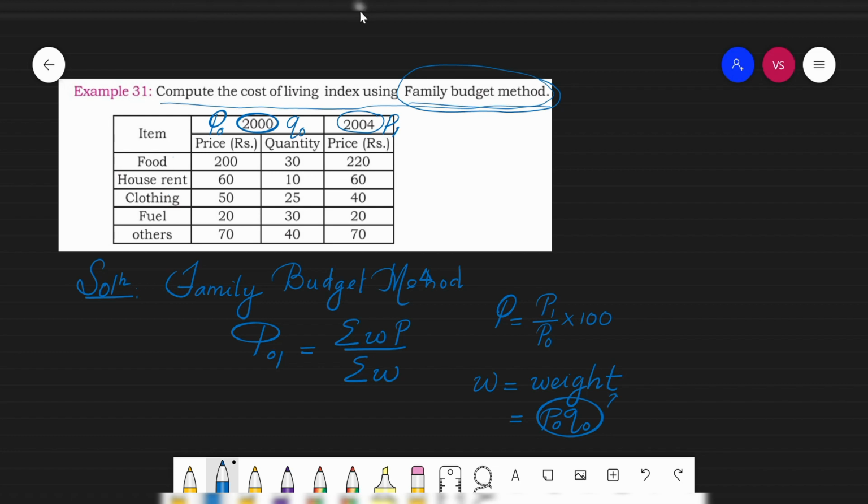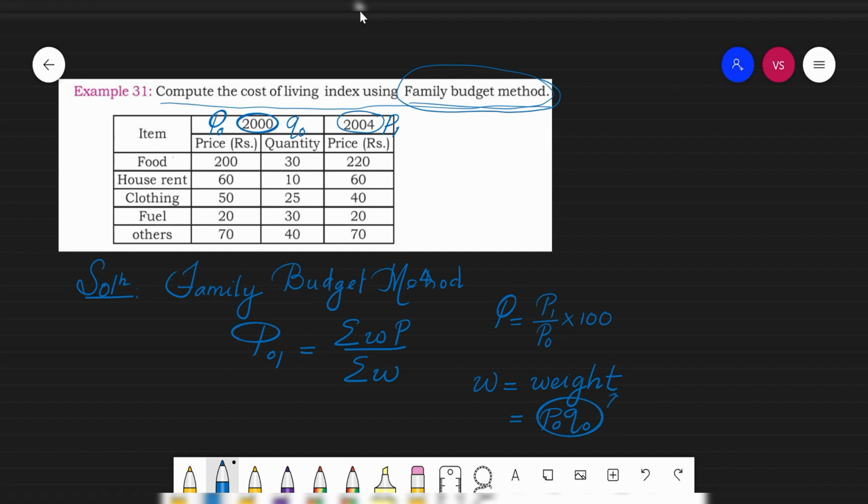According to the question, compute the cost of living index number using family budget method. The data is not clear to us. W is not given anywhere. What we need to do is find out W. At the same time, we also have to find out P. Right, what is P? It is a price relative.